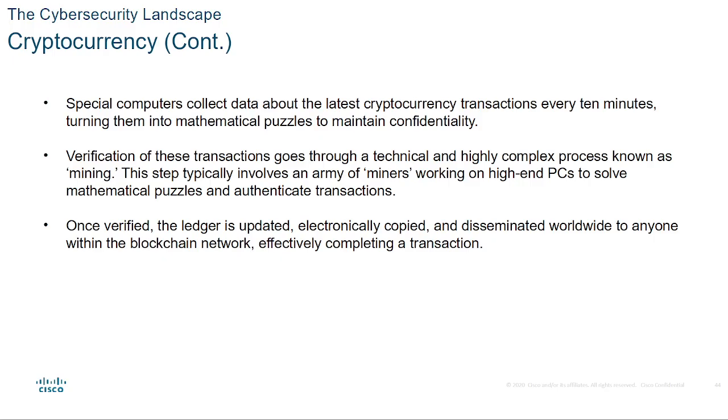Special computers collect data about the latest crypto transactions every 10 minutes, turning them into puzzles. Verification of these transactions goes through a technical and highly complex process. This step typically involves an army of miners who work to solve mathematical puzzles and authenticate transactions. Once verified, the ledger is updated and electronically copied worldwide in the blockchain.